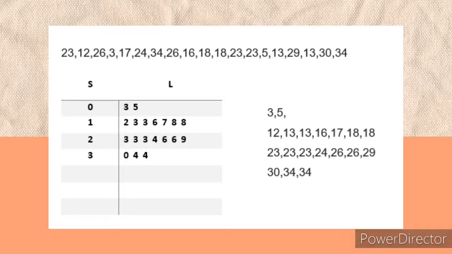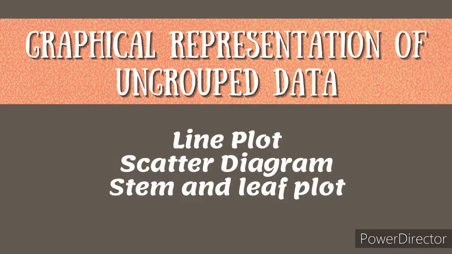To sum it up, we have discussed some types of graphical representation of ungrouped data, which are line plot, scatter diagram, and stem and leaf plot.